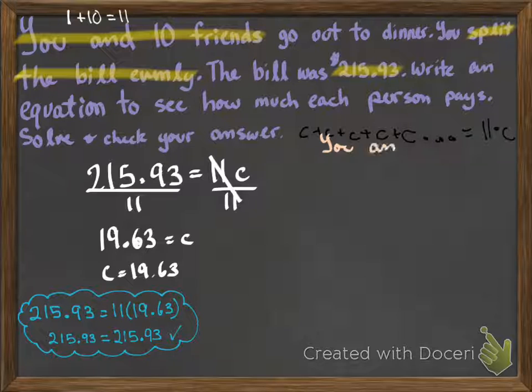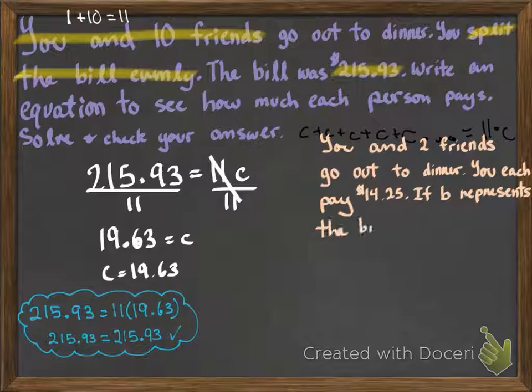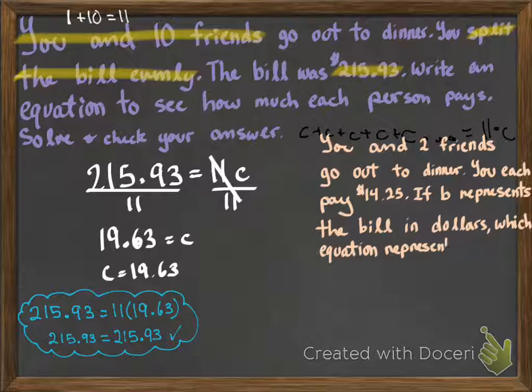A common variation on this problem is where you won't be given the bill total, you'll be given how much each person pays, and then they ask you to find an equation which represents the total amount which was paid. So you and two friends go out to dinner, you each pay $14.25. If B represents the bill in dollars, what equation represents this situation?